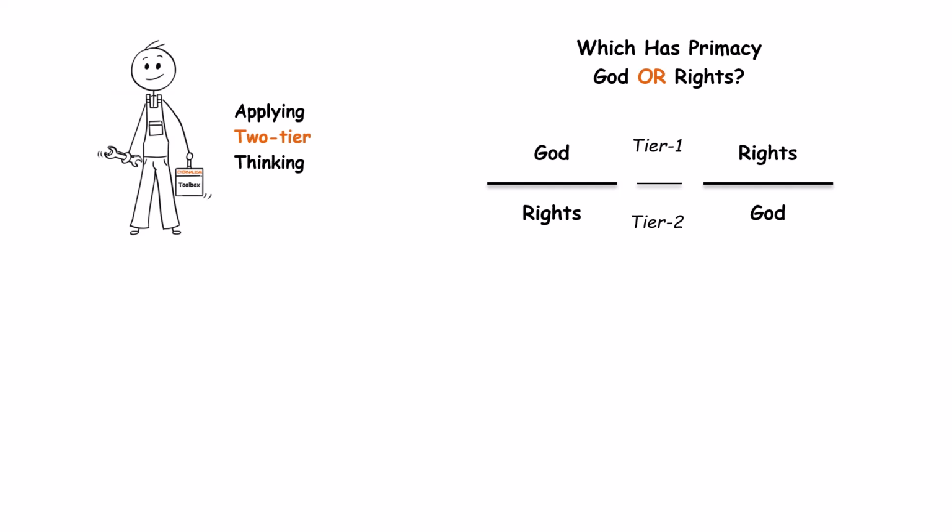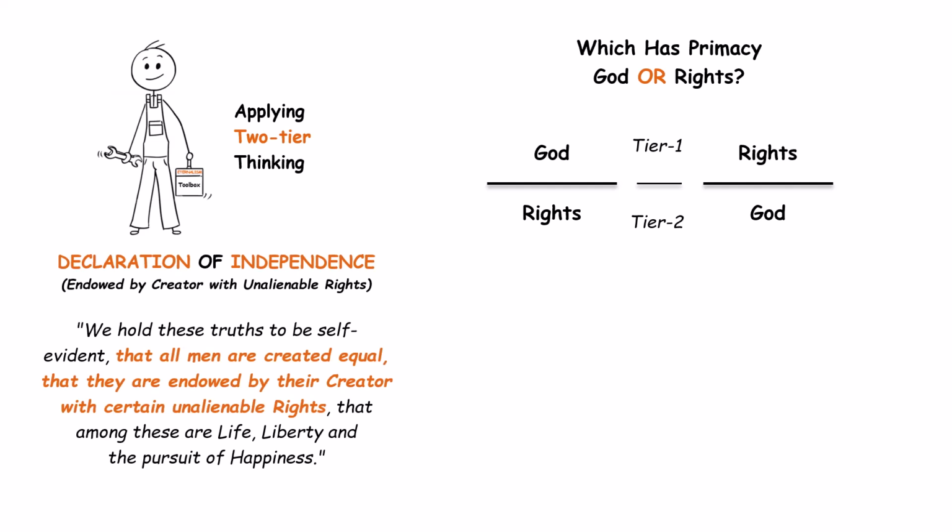Since we begin with God as our first option, a controversial issue, we pause to apply our 2- and 3-tier thinking to clarify a key question. Which has primacy, God or rights? Here we are not referring to God as a person, but as an authority figure, the creator of all things. The Declaration of Independence states that all men are endowed by their creator with certain unalienable rights, which, for most Americans or Christians, clearly gives Tier 1 status, and thus primacy, to the creator God over human rights.